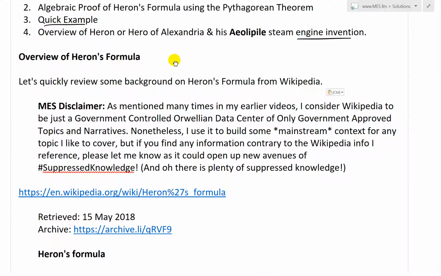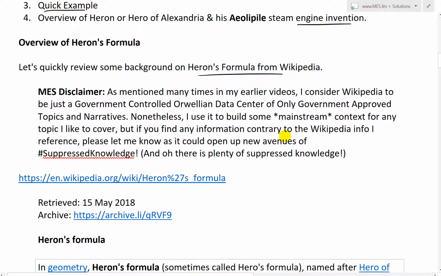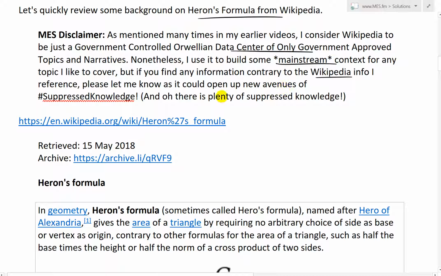So in here, let's quickly review Wikipedia. I just moved things around to put them in better order. So, overview of Heron's formula. Let's quickly review some background on Heron's formula from Wikipedia, and as always, here's the MES disclaimer. As mentioned many times in my earlier videos, I don't need to point out which ones, so just watch any of my later videos and you'll start to pick it up. I consider Wikipedia to be just a government-controlled Orwellian data center of only government-approved topics and narratives. Nonetheless, I use it to build some quote mainstream context for any topic I like to cover. But if you find any information contrary to the Wikipedia info I reference, please let me know, as it could open up new avenues of hashtag suppressed knowledge. And there is plenty of suppressed knowledge.